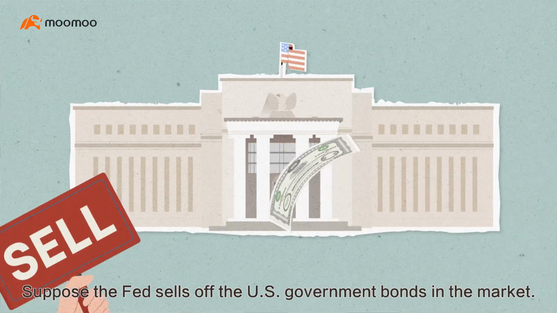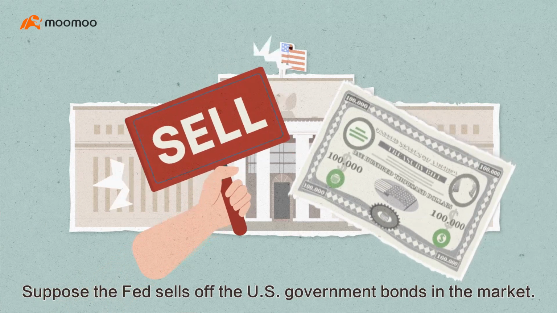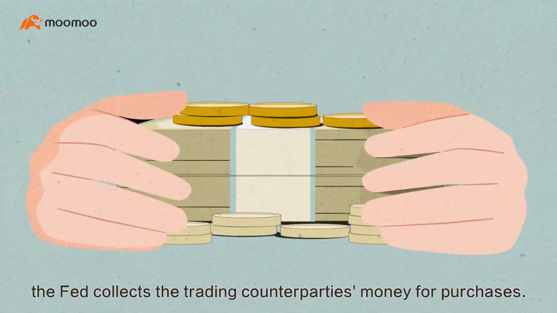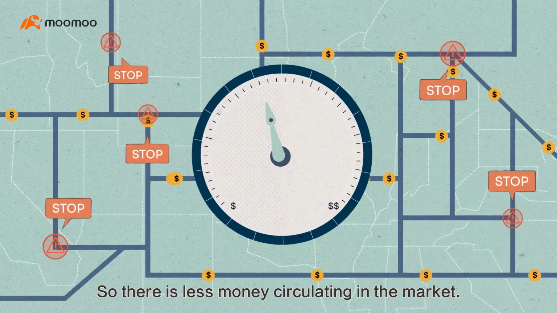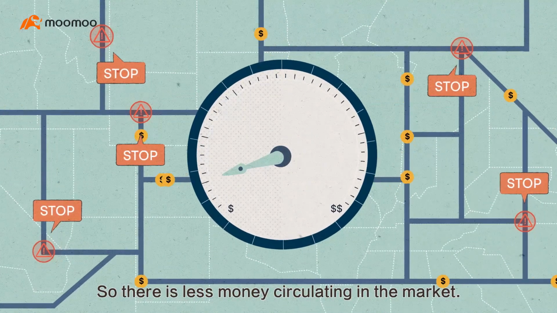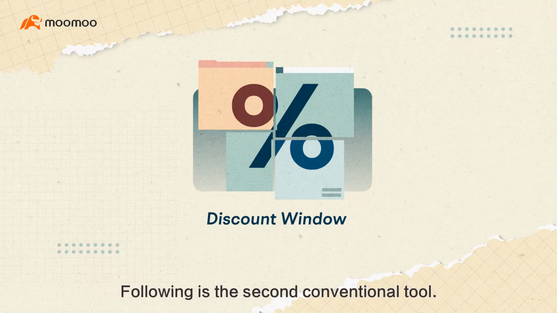Suppose the Fed sells off the U.S. government bonds in the market. In that case, the Fed collects the trading counterparty's money for purchases. So there is less money circulating in the market. Following is the second conventional tool.